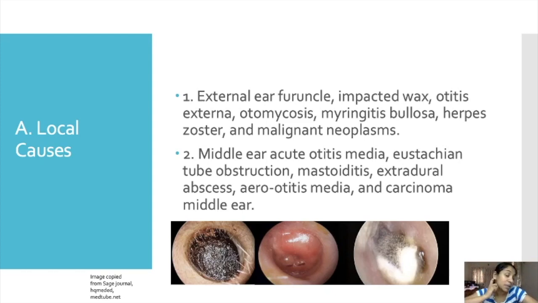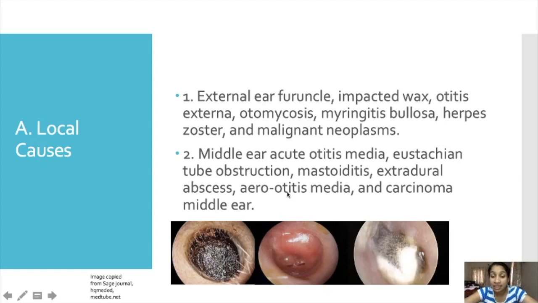Mastoiditis. The mastoid is behind the ear, this structure, that is the mastoid process. Mastoiditis infection will affect this portion. After the middle ear, the mastoid process air spaces will also get inflamed, and it will cause mastoiditis. If mastoiditis is there, you'll get severe ear pain. Extradural abscess is an inflammation of the dura mater. An abscess will cause pain.